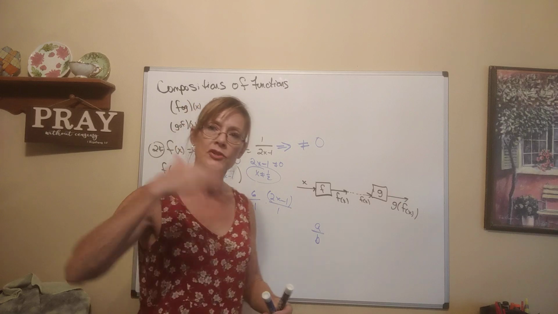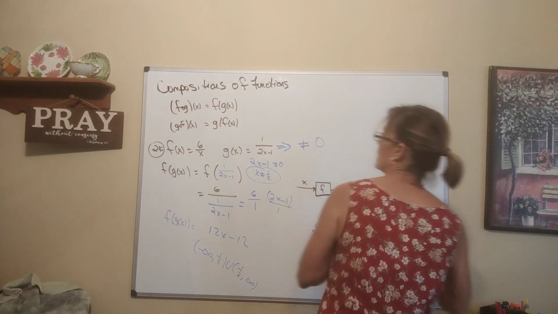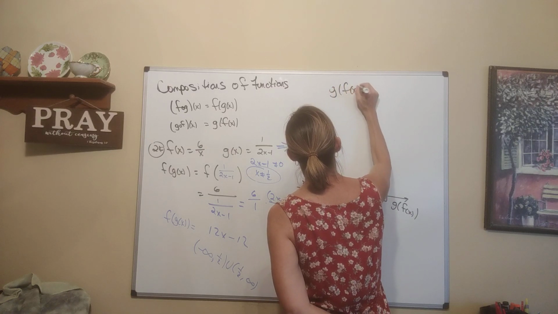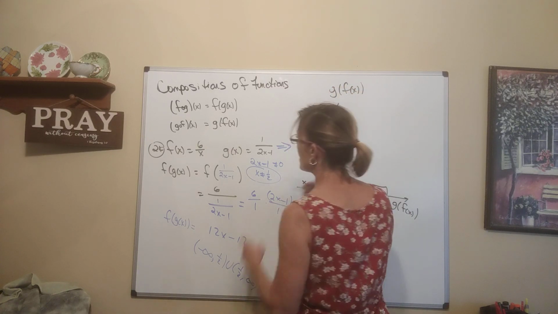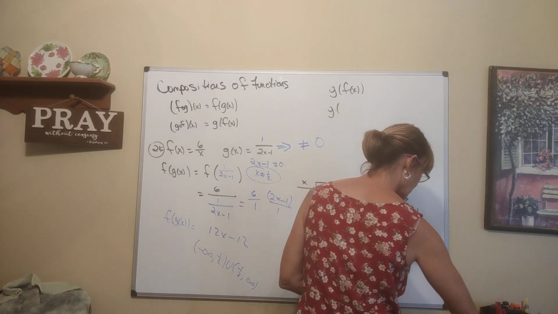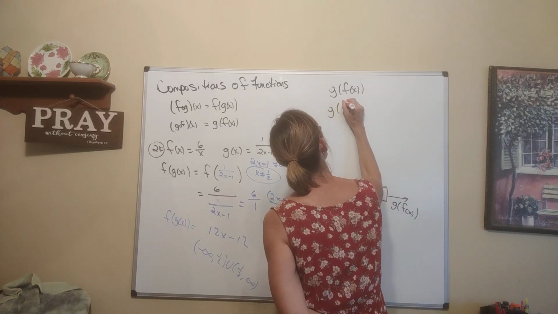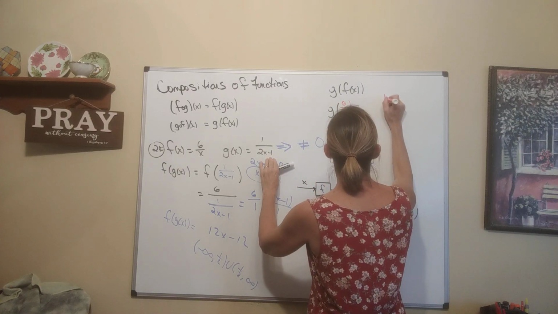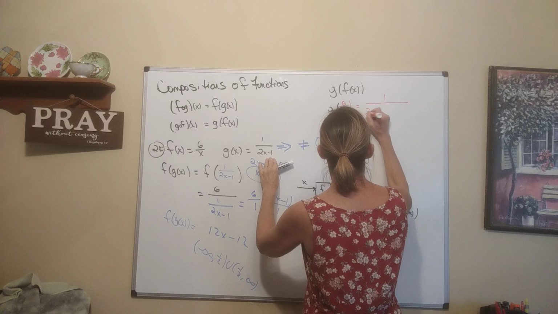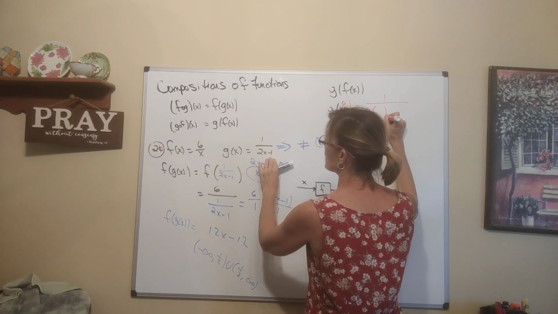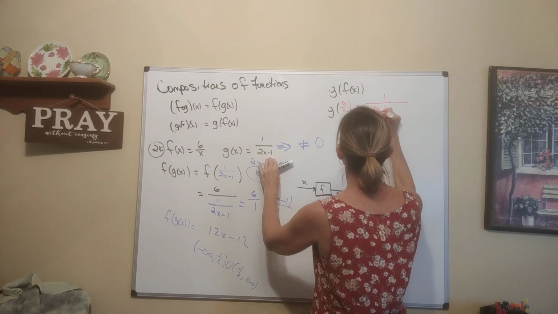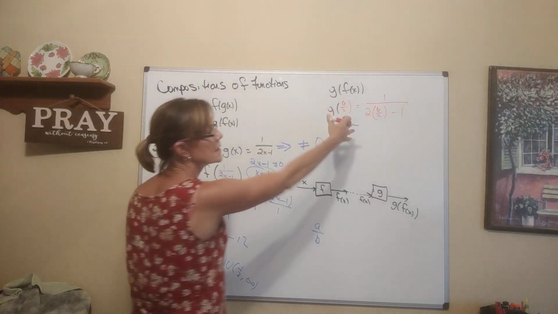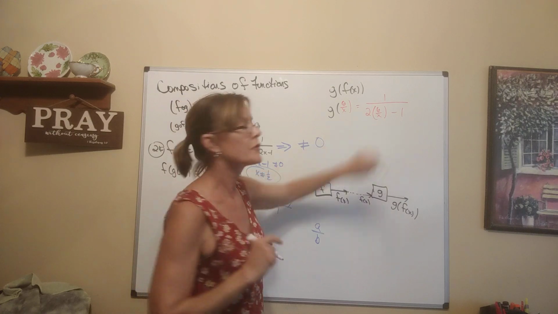Now let's do it the other way. g of f of x. What happens here? Well, that's g of 6 over x. Okay, what's the g function? It's going to be 1 over 2 times whatever. I replaced x with whatever's in there: 1 over 2 times 6 over x, minus 1. That's what it ends up being. Okay, we can simplify that, and we will, but let's just stop for a second.